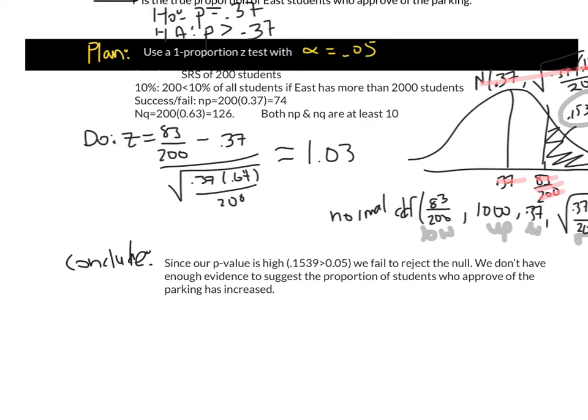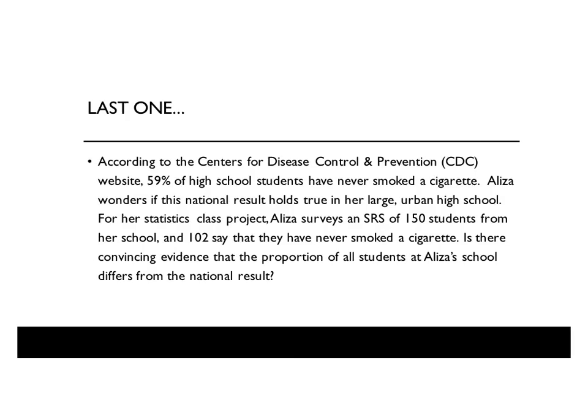So our conclude statement: because our p-value was high, meaning 0.1539 is greater than 0.05, we fail to reject the null. We do not have enough evidence to suggest the proportion of students who approve the parking has increased. Take a minute and try the last one on your own.